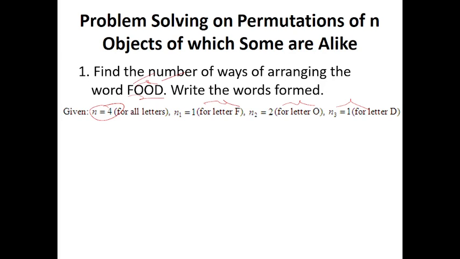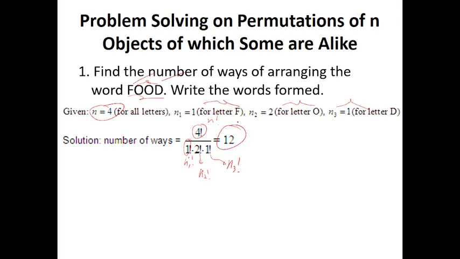So in this case, the number of ways equals 4 factorial, following the formula: n factorial over n1 factorial, n2 factorial, and n3 factorial. So that's it, and we will get 12. Using our calculator, we will arrive at that answer.